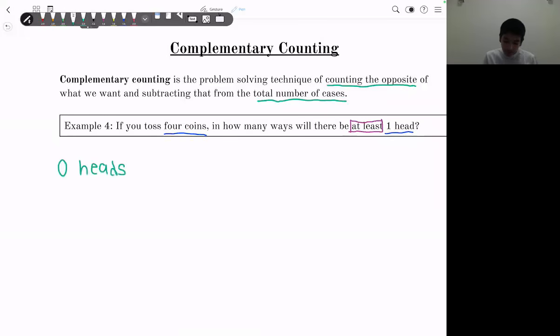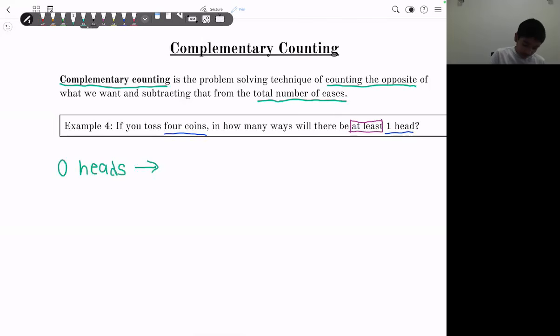So if there's 1, 2, 3, or 4 heads, then there will be at least 1 head. But if there's 0 heads, there will not be at least 1 head. So again, we're doing complementary counting here. We're trying to count the opposite of what we want. So how many ways are there to have 0 heads when you toss 4 coins?